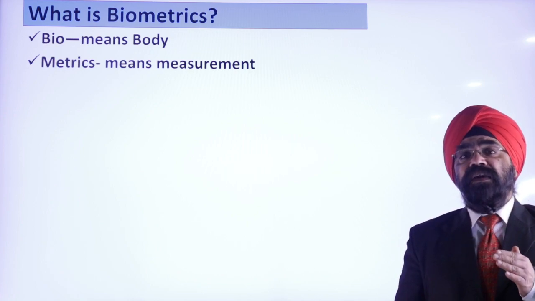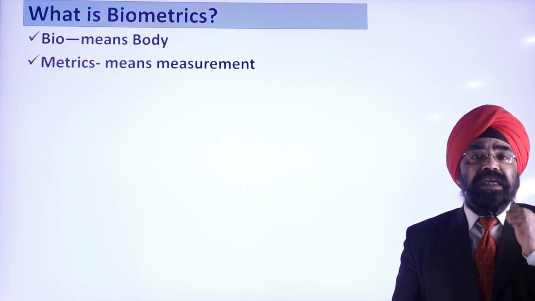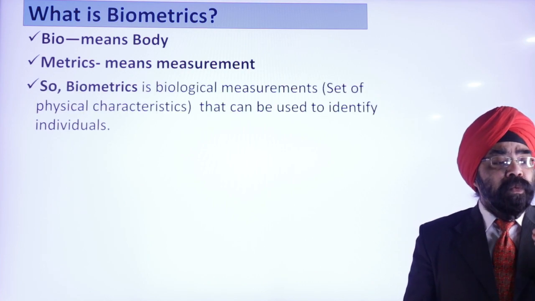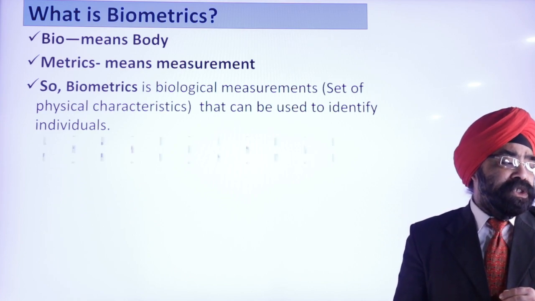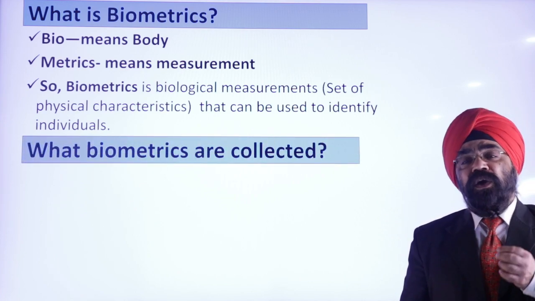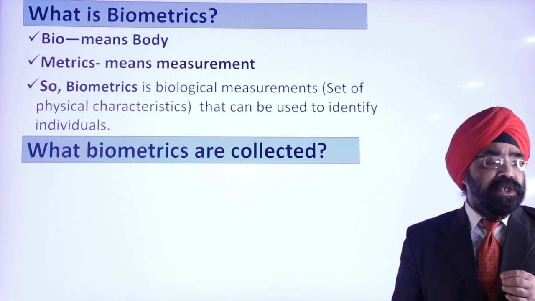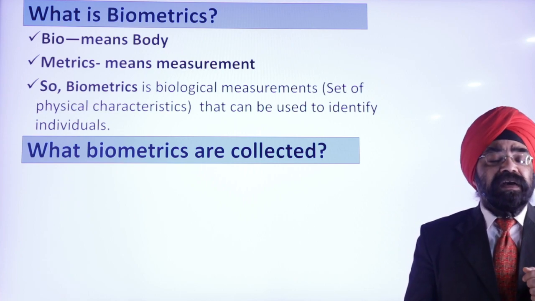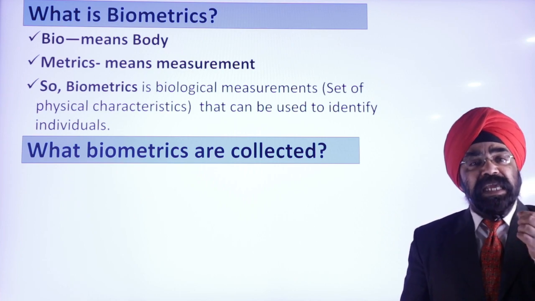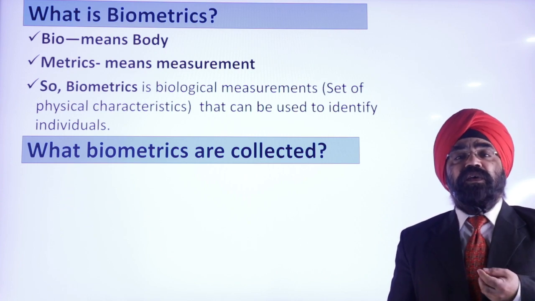Not all things are taken in biometrics. There are certain things which are taken in biometrics. Now, what are the things which are collected in biometrics would be your next question. In biometrics, three types of information are taken. The first is your biographic data. Biographic data means your name, your date of birth, your passport or your travel documents.